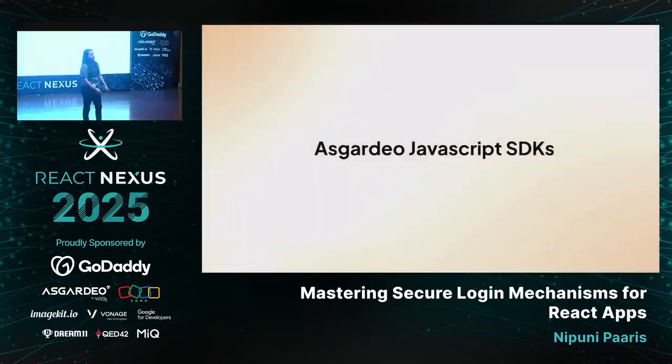Okay, now you have your React app, you have your IDP. How do you integrate these two? That's where Asgardeo JavaScript comes into play. It helps you integrate your client or your server with the identity provider's APIs and work seamlessly between the two.